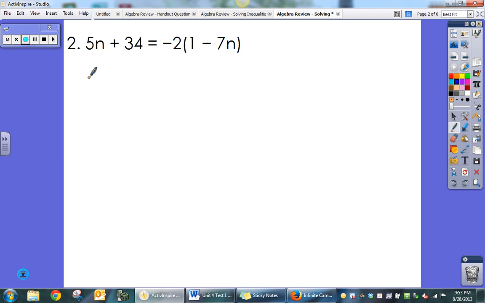Remember that we're always following order of operations, so I'm going to multiply and distribute here. So I've got 5n plus 34 equals, when I distribute, negative 2 times 1 is negative 2. Negative 2 times negative 7n is positive 14n. And then again, I'm going to bring my variables to one side and my constants to another. Either way, either side is fine.